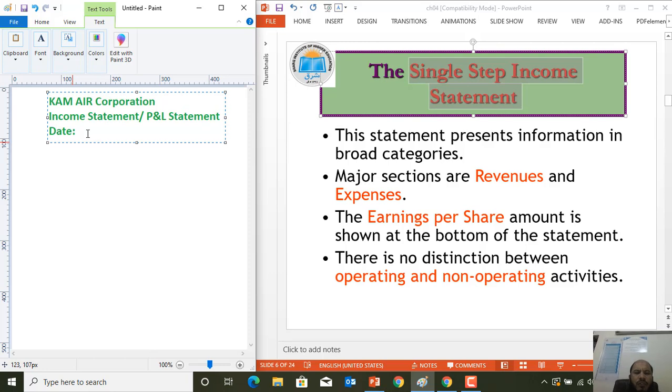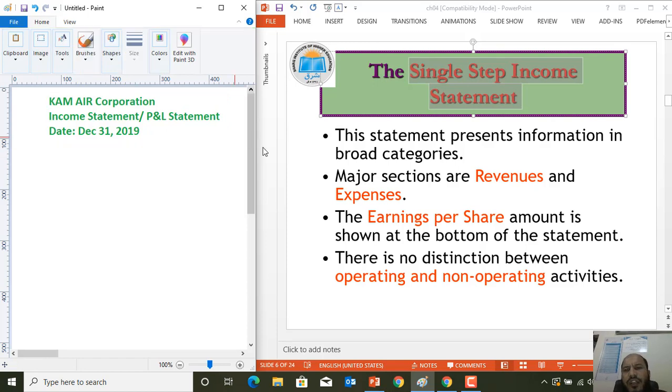For example, we will prepare this at December 31st, 2019. So this will clearly tell us that this statement has been developed at 31st December 2019. So now we will discuss the single step income statement. What does single step income statement mean and how can we prepare it?